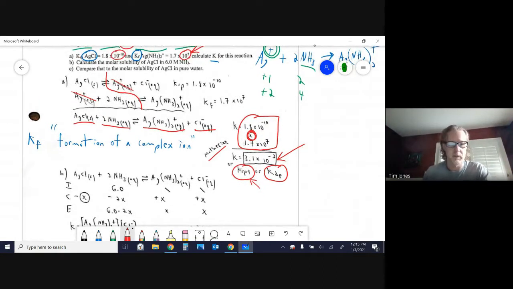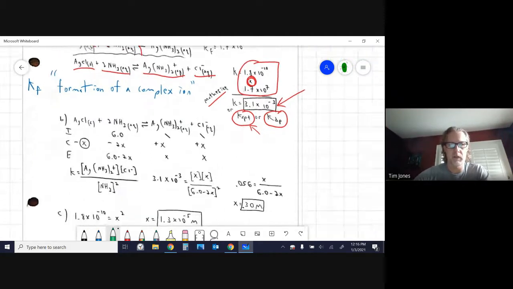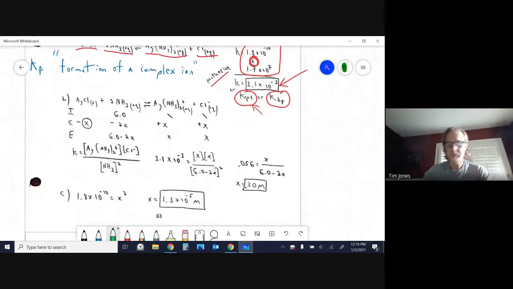Question B says, calculate the molar solubility of AgCl in 6 molar ammonia. So let's see how soluble this is in 6 molar ammonia. So you take the equation that's given, do an ice chart. So same equation here. Ice chart like usual. We're solving for this. It's that same thing that we usually do. It's the change in the solid. We don't care about this here, and we don't care about this here.